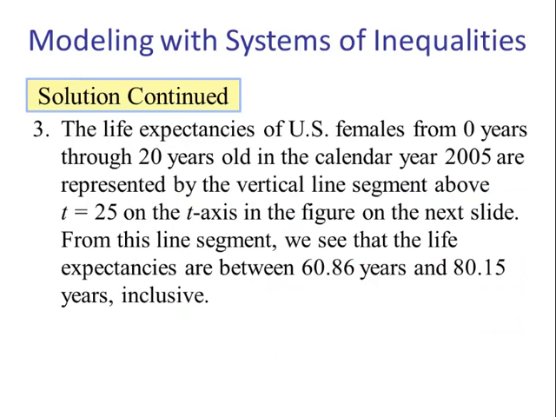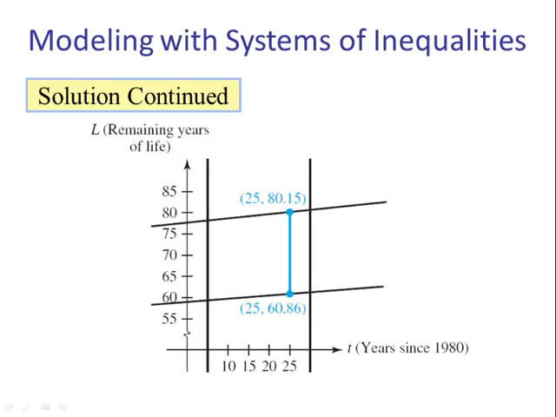Number 3. The life expectancies of U.S. females from 0 years through 20 years old in the calendar year 2005 are represented by the vertical line segment above t = 25 on the t-axis in the figure on the next slide. From this line segment we see that the life expectancies are between 60.86 years and 80.15 years inclusive. So in 2005 we have t = 25. Let's look at the next slide.